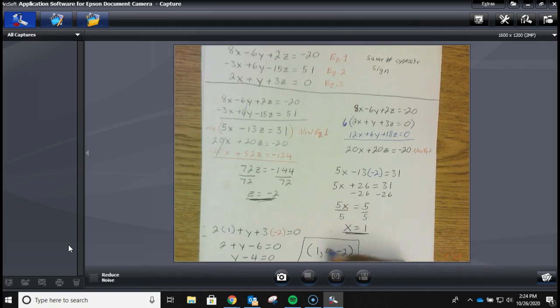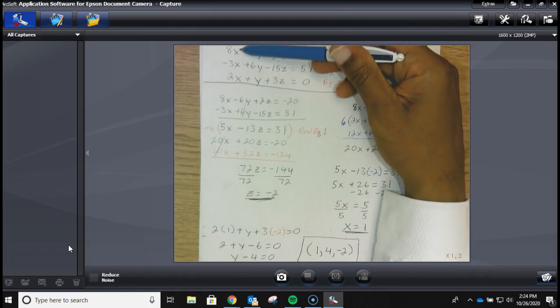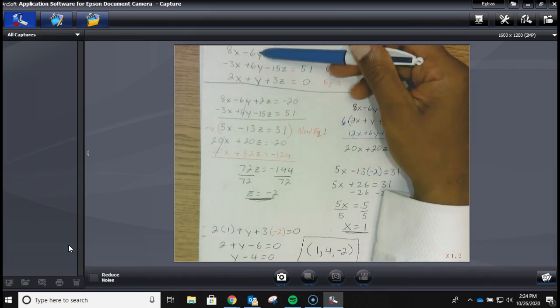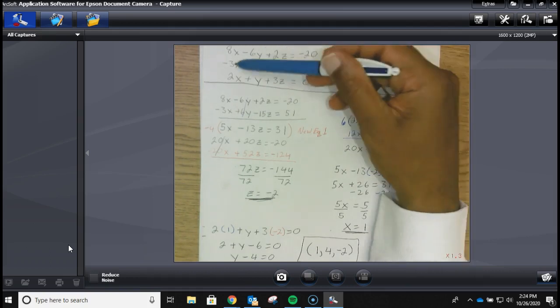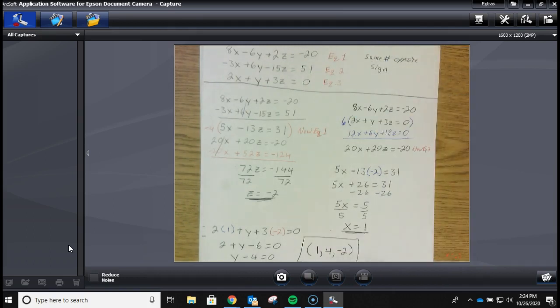I can check my solution by plugging it back into the original. Plug in 1 for x, 4 for y, negative 2 for z in each equation and see if they give me negative 20, 51, and 0. That is a beautiful thing. All right. Any questions? Rewind the video and look at it again.